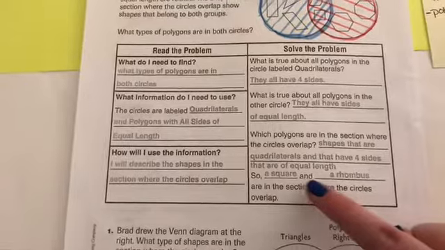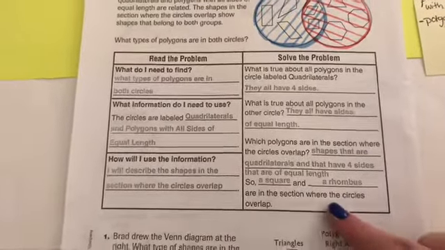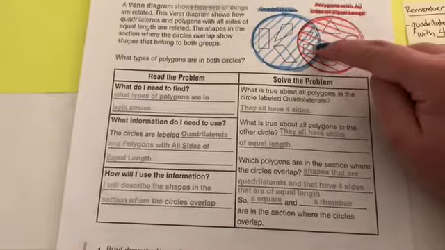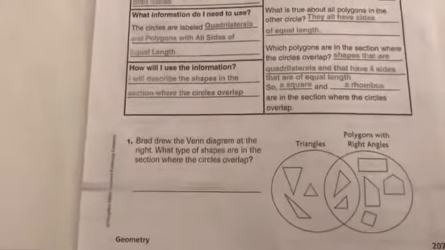So a square and a rhombus are in the section where the circles overlap. That's what these 2 shapes are, right? A rhombus and a square. Nice job. Let's move down here and see if we can answer this question.